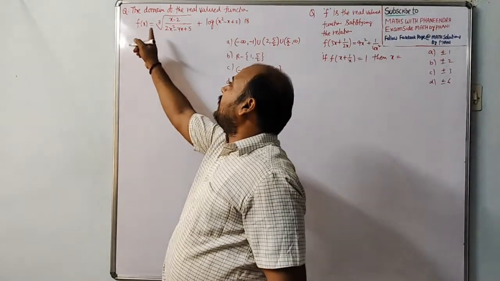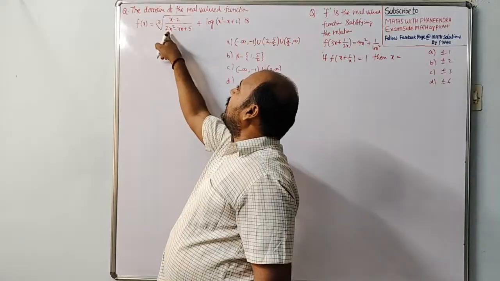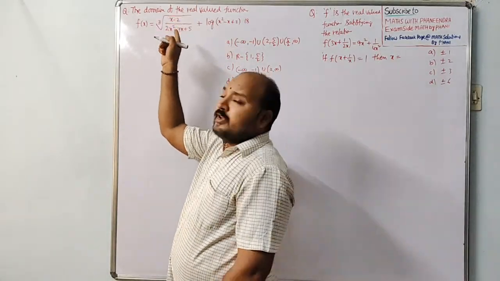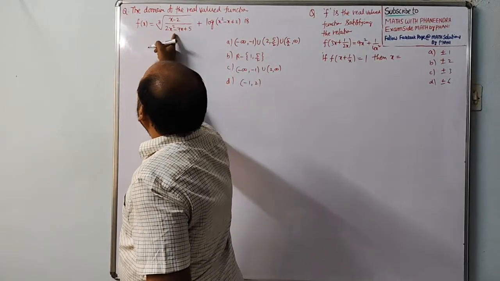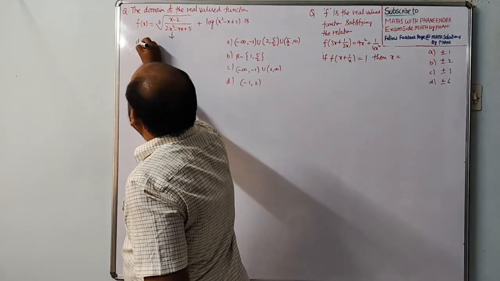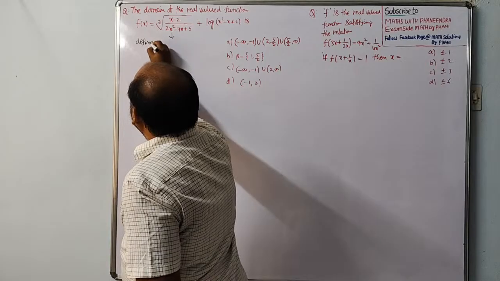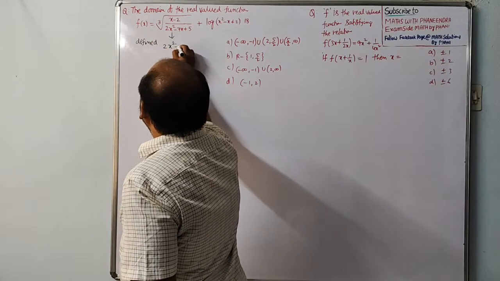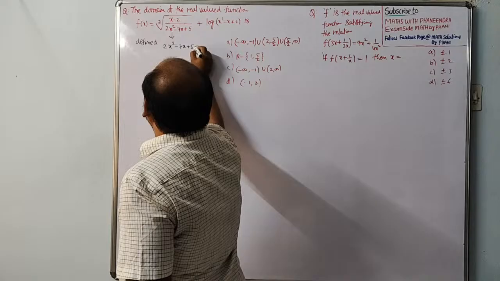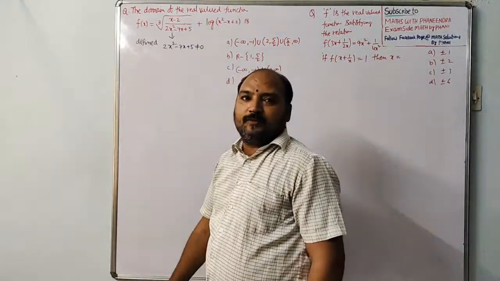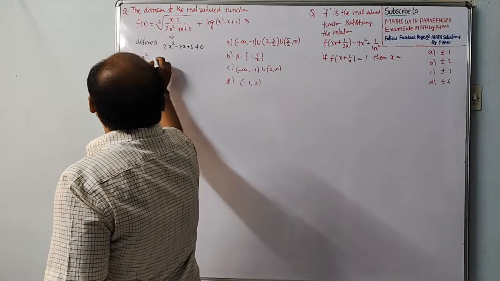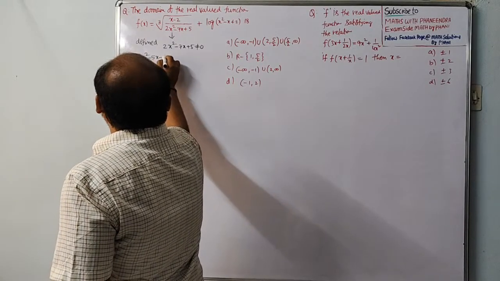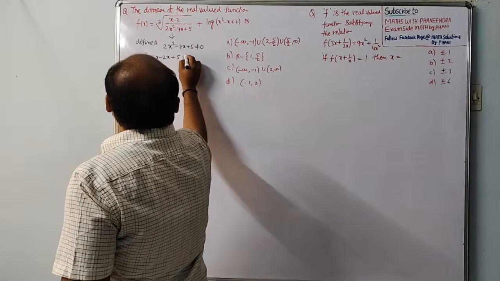First thing, f of x equal to (x minus 2) by this value, whole power 1 by 3, will come. Anyway, it is in the form of f of x by g of x. This value is defined when 2x square minus 7x plus 5 should not be equal to 0. Okay. So factorization we can do that. 2x square minus 5x minus 2x plus 5 is not equal to 0.